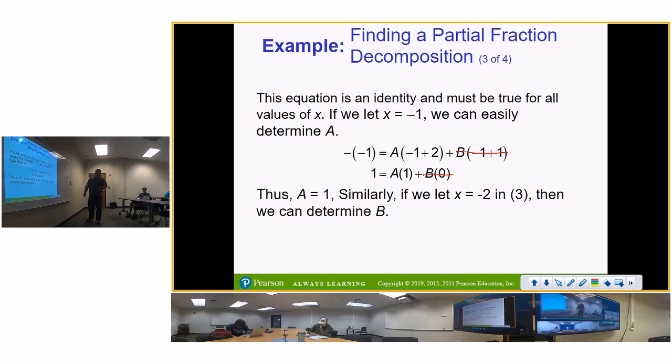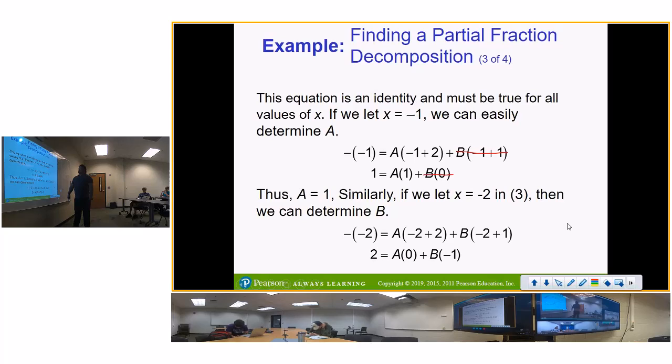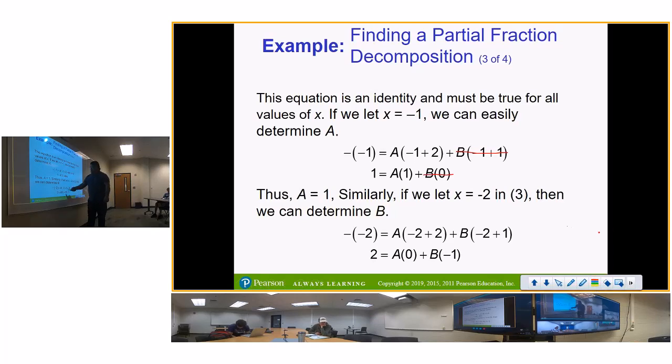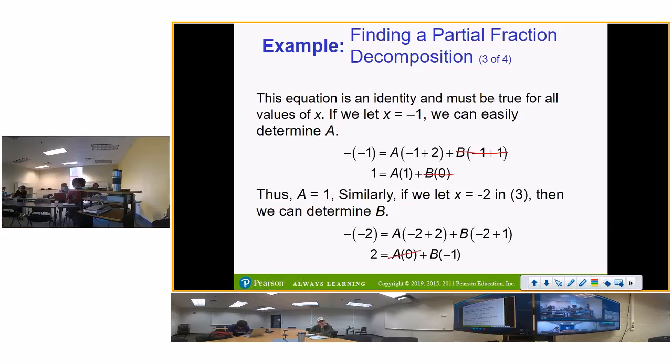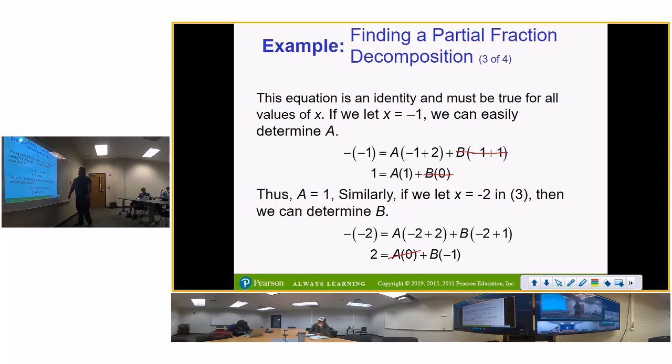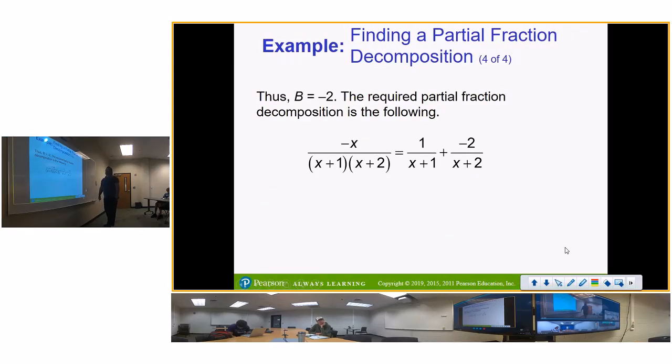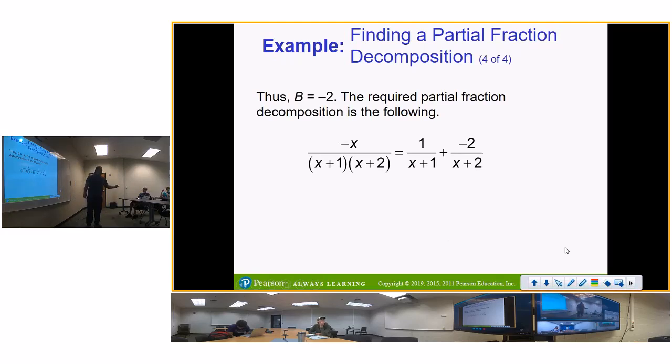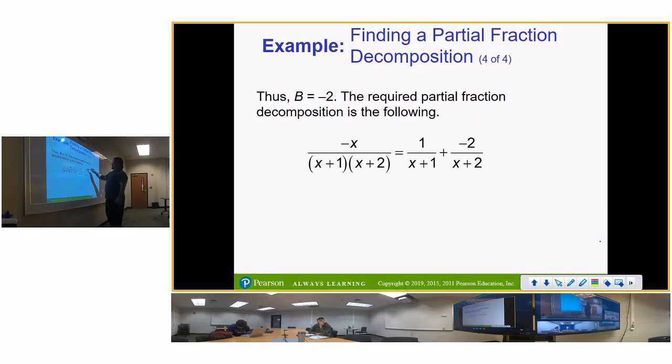Then we're going to plug in negative 2. There's the negative 2. And when you plug in negative 2, what happens to the A variable? It goes out. So B is equal to negative what? Negative 2, so we divide both sides by negative 1, and B is equal to negative 2. Now that we got A and B, what do we do? Plug and shove. So this is your answer.